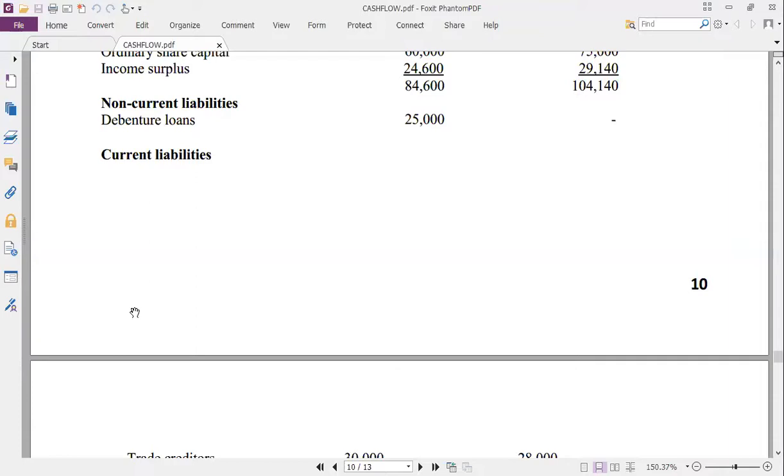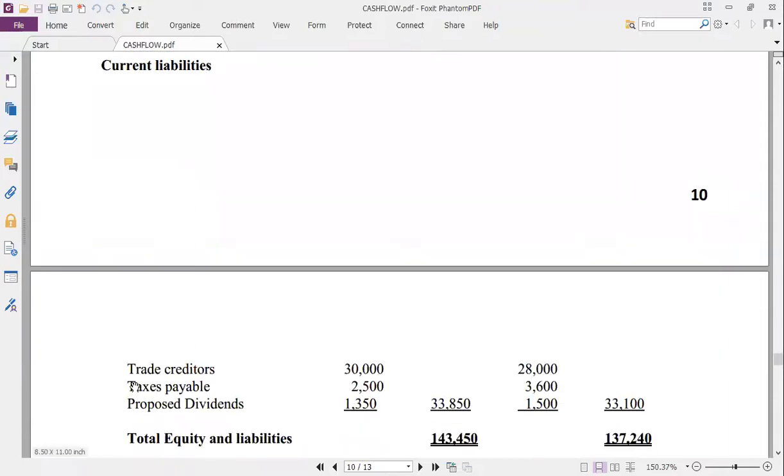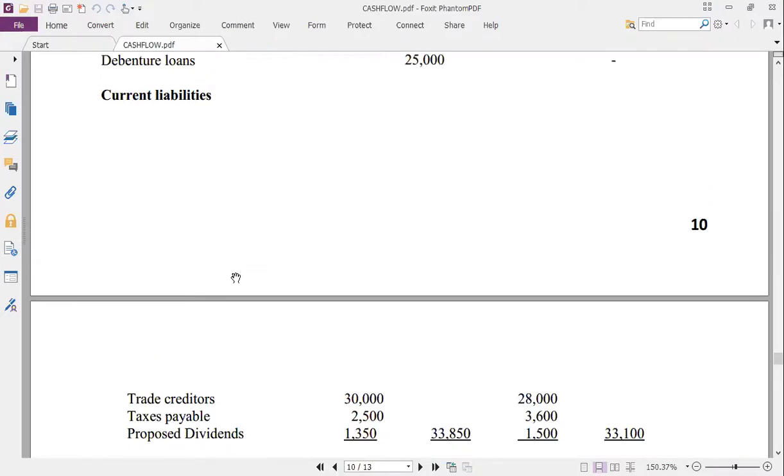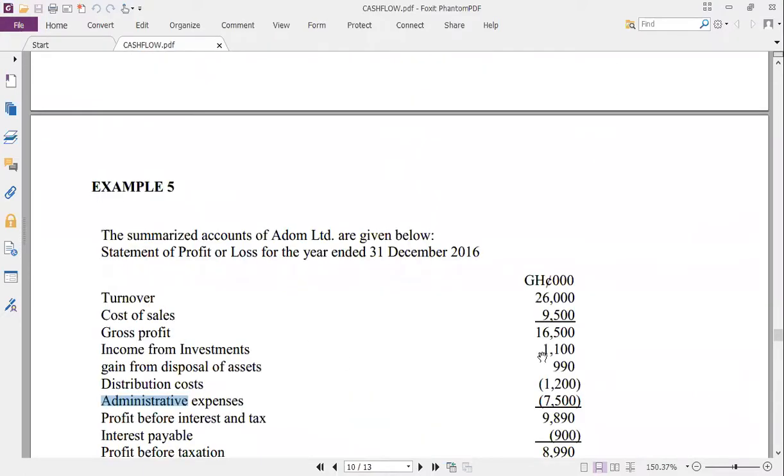So here, if you check the current liability, there's no interest. I don't see any interest here. So that means Adom is not owing any interest. So the interest expense is the same as interest paid. That's all. So the interest expense that we see of 900 is the same as the interest paid.